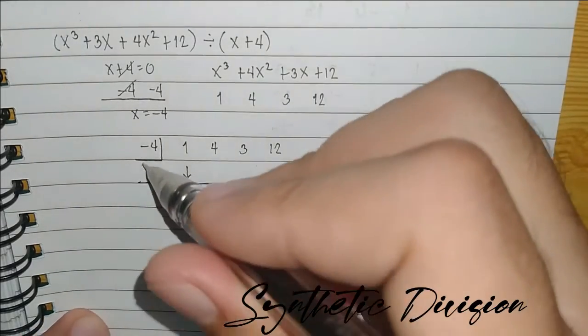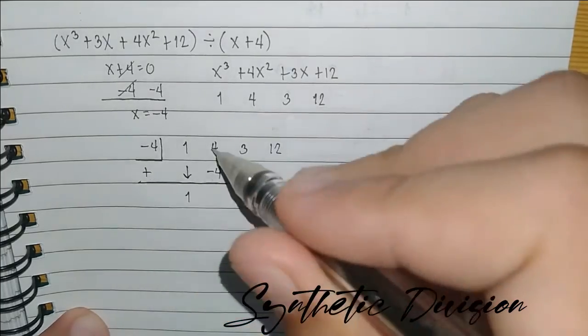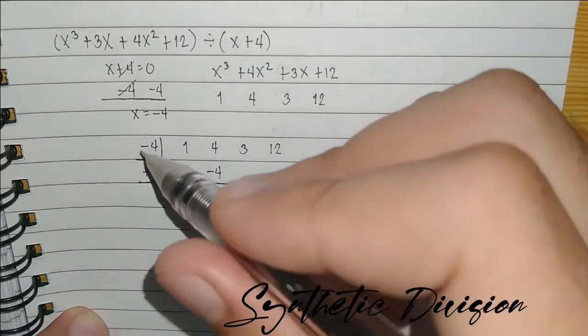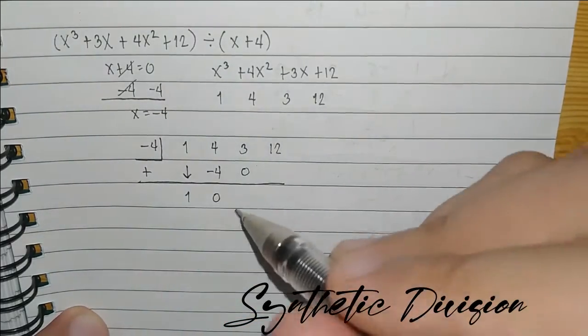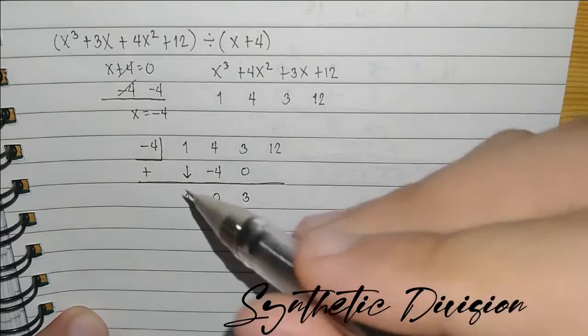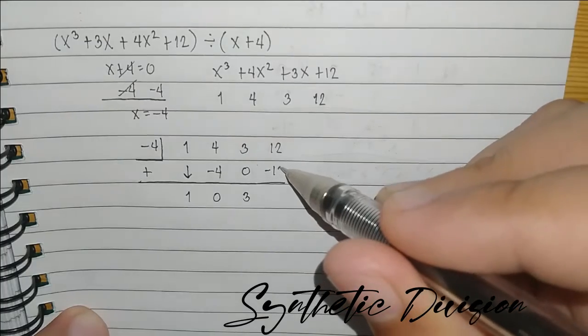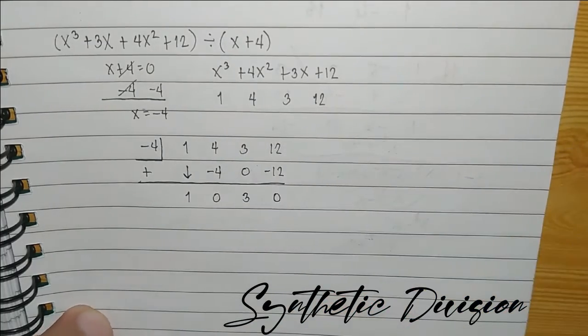And then, negative 4 times 1, we have negative 4. Then, plus 4 plus negative 4, we have 0. Okay? And negative 4 times 0, we have 0. At 3 plus 0, we have 3. Negative 4 times 3, we have negative 12. And 12 plus negative 12, we have 0.